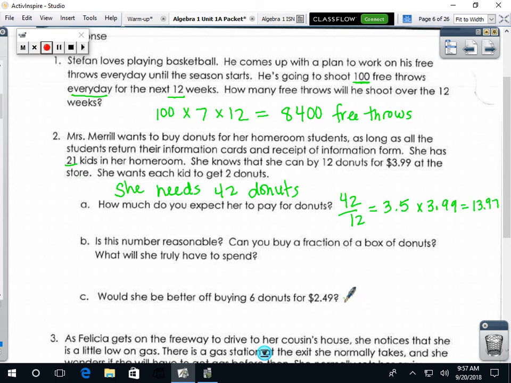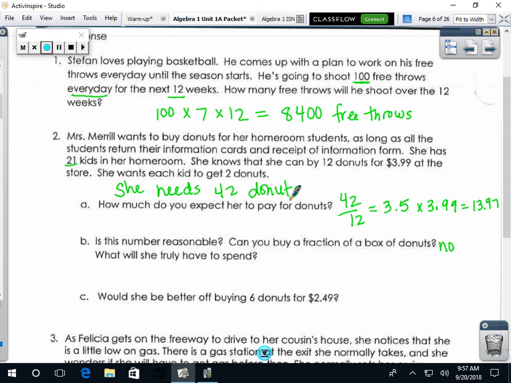Is this number reasonable? Can you buy a fraction of a box of donuts? Can you always buy a half dozen everywhere? No, not always. Okay, you can't just buy 3.5 boxes of donuts. So, for her, say she's at a store that only sells them by the dozen.